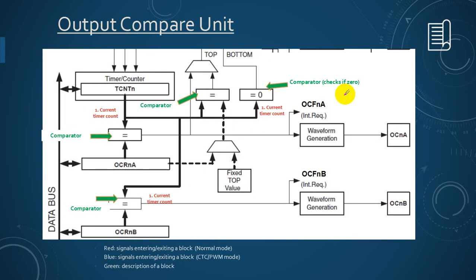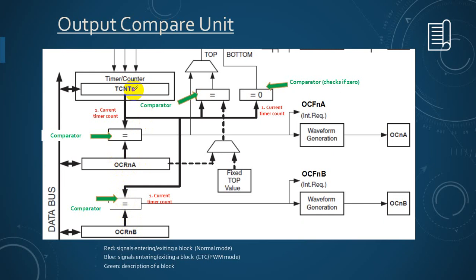This is the output compare unit in CTC mode. In CTC mode, we use this output compare unit. What do we do with the output compare? Look over here: output compare register A, output compare register B. This is the comparator. It can be an 8-bit value or a 16-bit value depending on the number. The entire value will get compared with the present count of the timer.